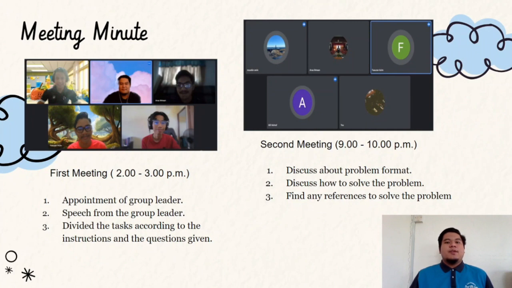For meeting minutes, we have two meetings. The first meeting, we met at 2 to 3 p.m. For the first meeting, we decided on the appointment of the group leader, a speech from the group leader, and divided the tasks according to the instructions and the questions given. For the second meeting, held at 9 to 10 p.m., we discussed the problem format, discussed how to solve the problem, and found references to solve the problem.